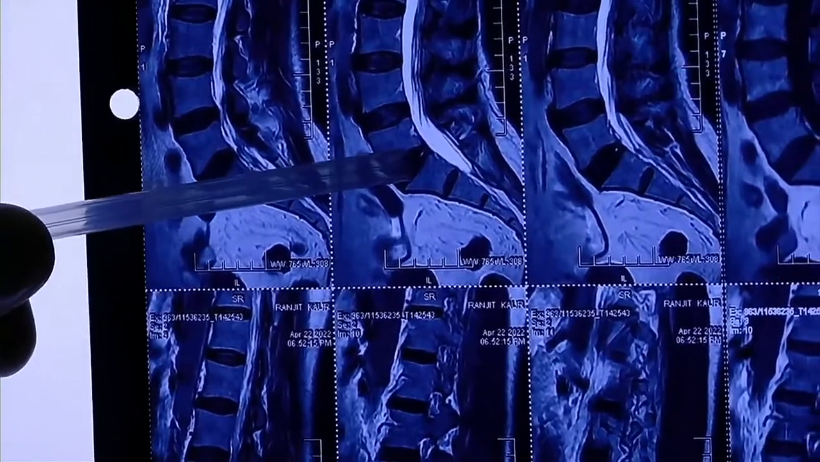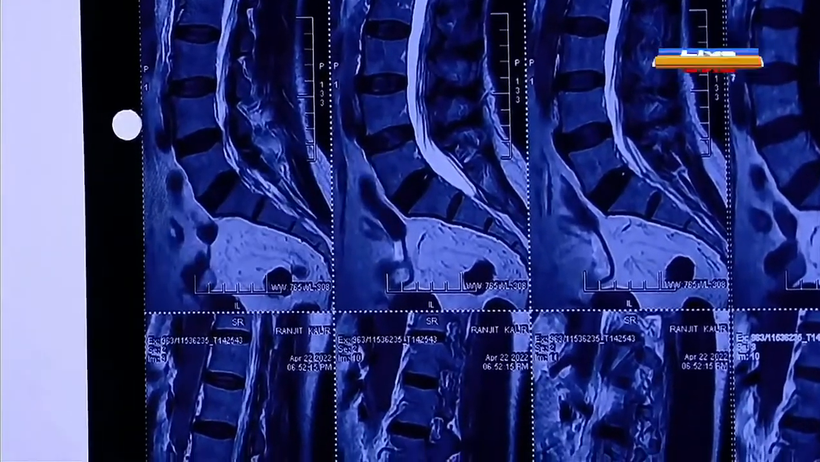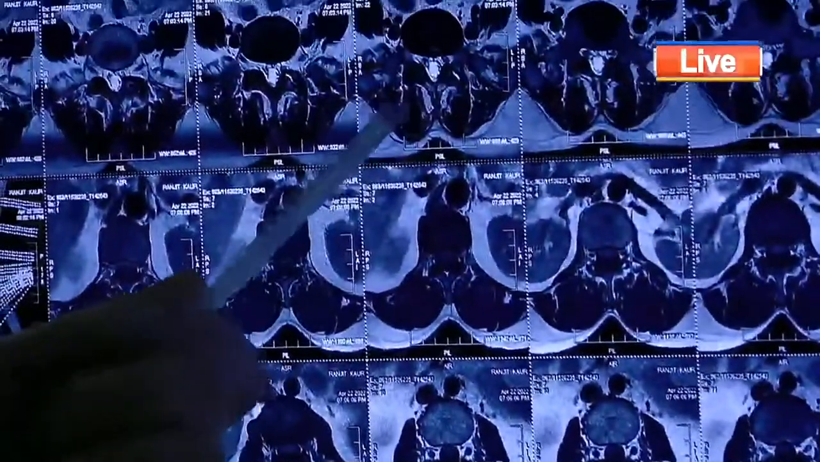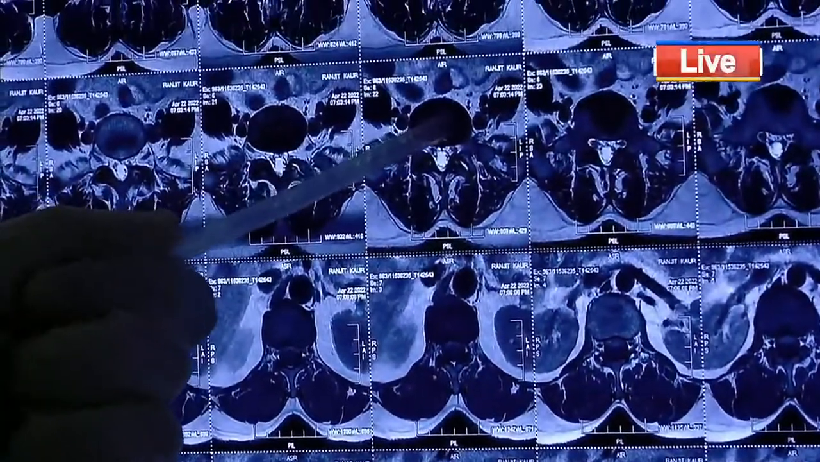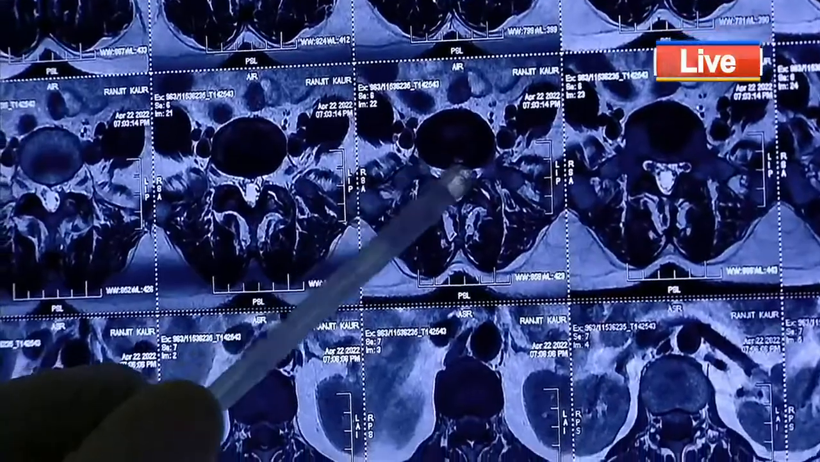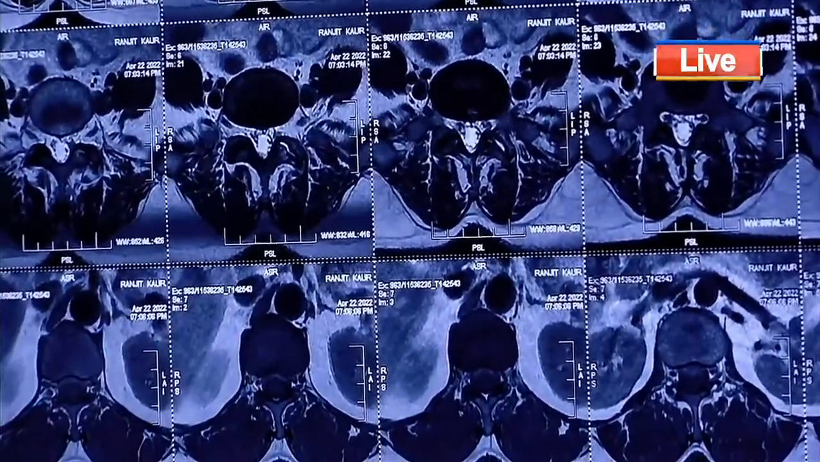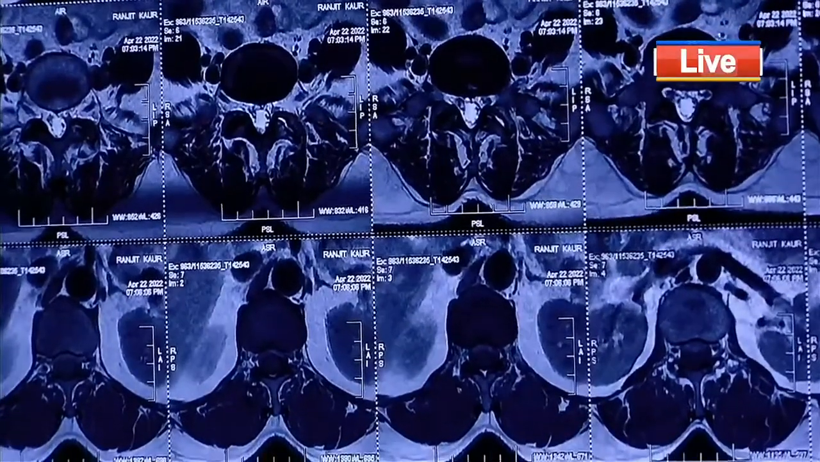Yes, sir. So this is not the CSF coming in. So this is nothing but the annular tear. And now we go to the axial image to see the same tear here at this level. And you see this tear is here, okay? And you see the nerve roots are absolutely fine, there's no compression. So most likely it's an inflammatory pain which she is having, okay?